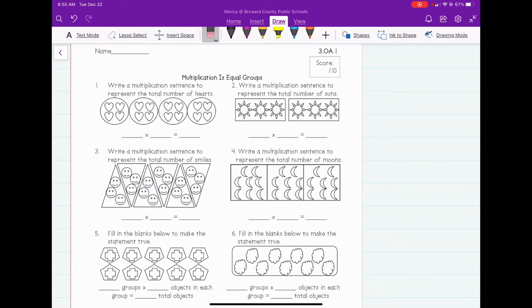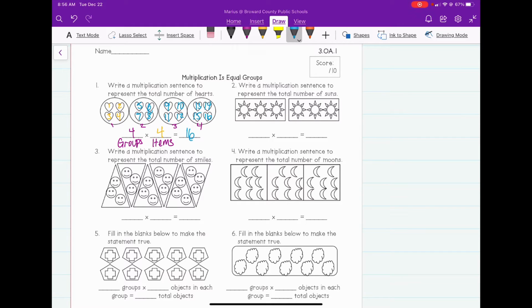Alright, so for number one, the first thing we need to figure out is how many groups. This first blank is going to represent our groups, and then the second one is going to represent the items in the group. So there are 4 groups, and inside each group there are 4 hearts, and then when we do 4 times 4, that gives us 16. So there are 16 total hearts in this group. And if we wanted to, we could just count all of the hearts up. This would be 5, 6, 7, 8, 9, 10, 11, 12, 13, 14, 15, 16.